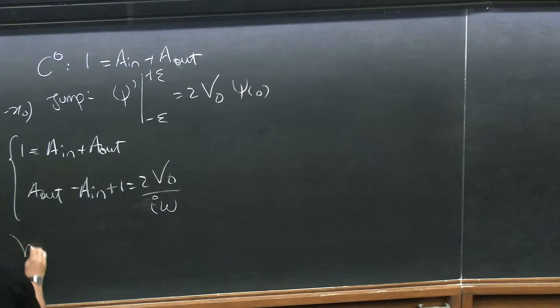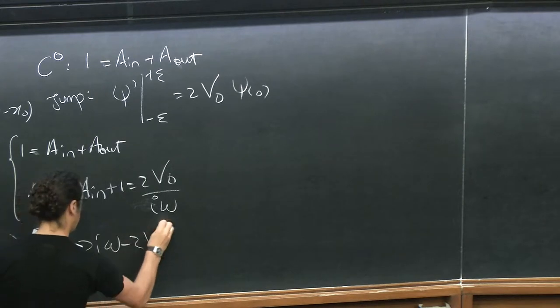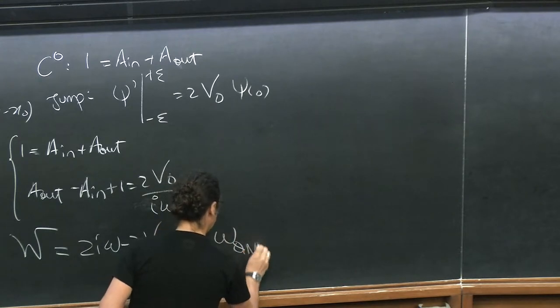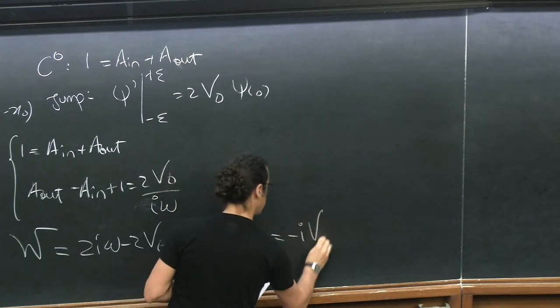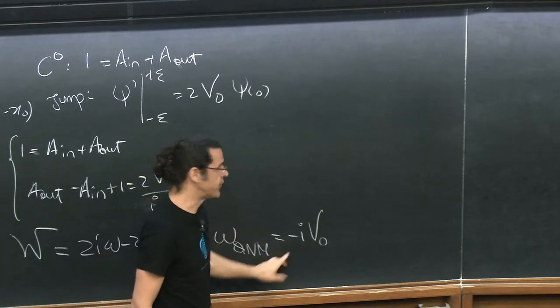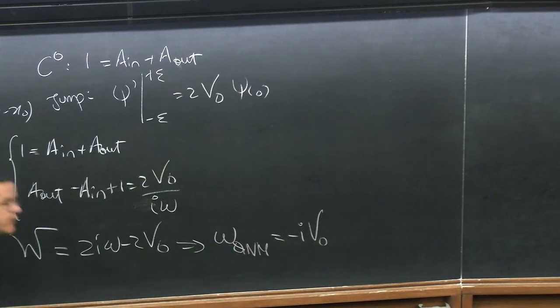The Wronskian is very easy to compute now. The Wronskian between the two solutions is really just 2i omega minus 2 v0. So immediately you find quasi-normal frequencies. Remember from yesterday, the quasi-normal frequencies are the poles, basically the zeros of the Wronskian. So this tells you immediately that omega qnm is minus i v naught. So it happens that there's a single quasi-normal frequency for this system. But it's there, okay? And if v naught is positive, the system is stable, okay? It's minus i, so as time goes by, the fluctuation damps away.